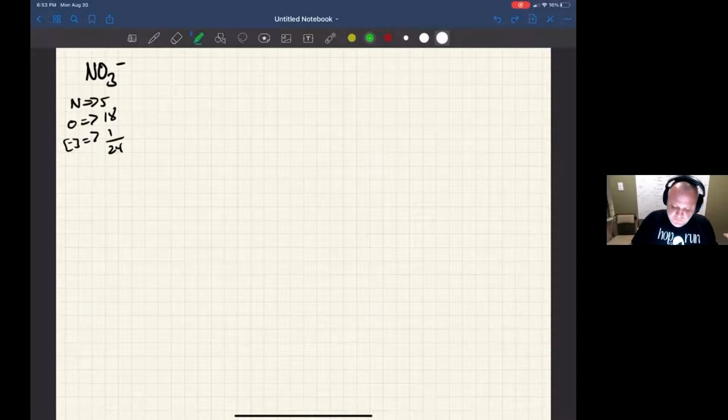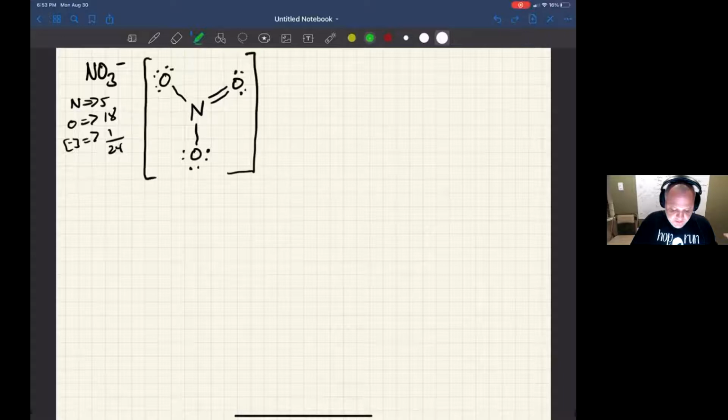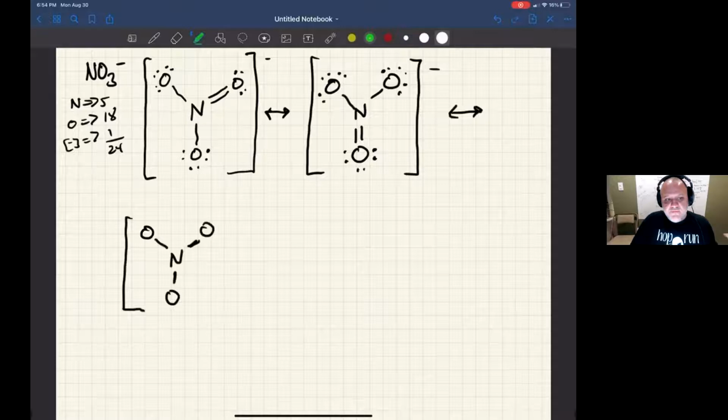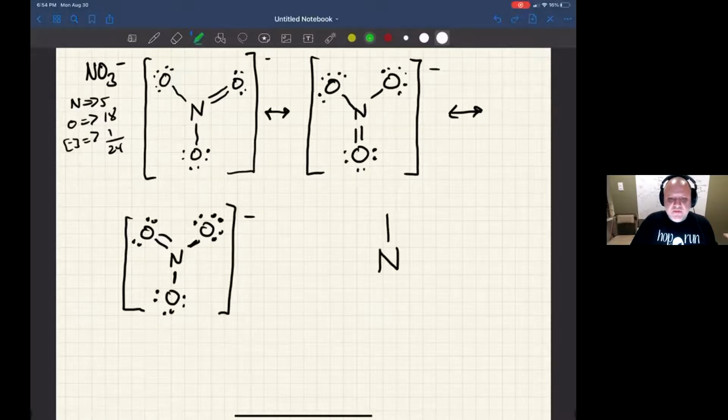So with nitrate, we would do everything else the same way that we would with drawing Lewis structures. We get 24 electrons. We'd end up with something that looked like this. But we would realize that we could have moved that double bond in a variety of different locations. It could have been down. It could have been off to the left. And so these three structures are the resonance structures. So I've drawn all three of them.